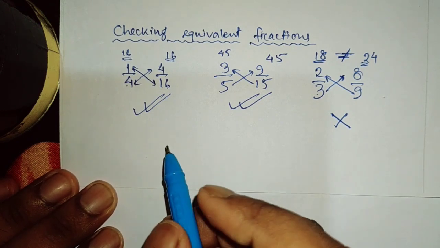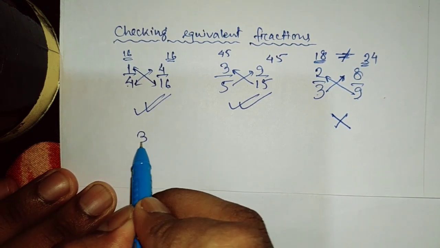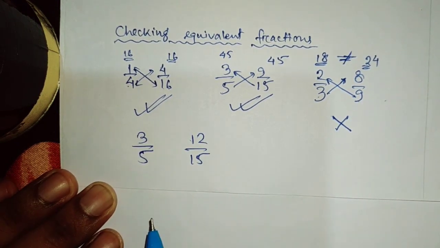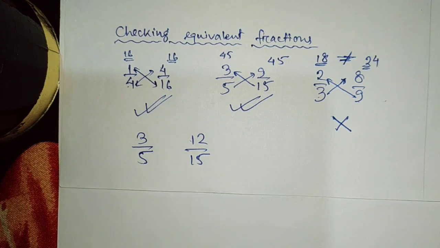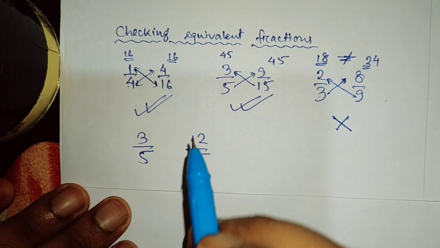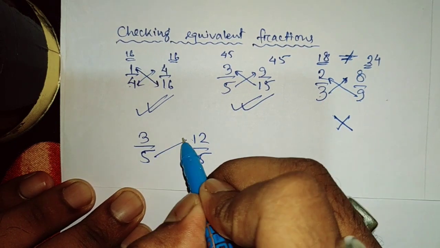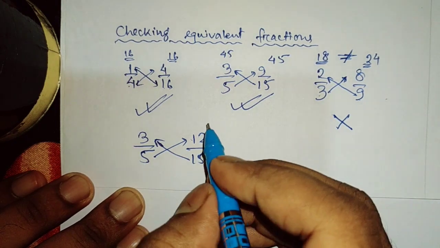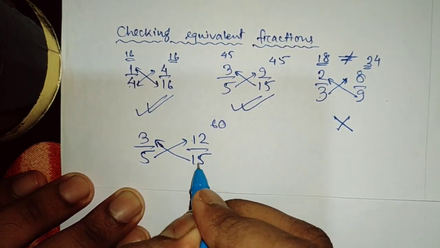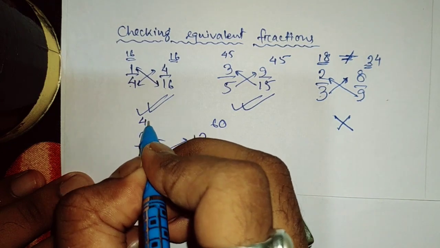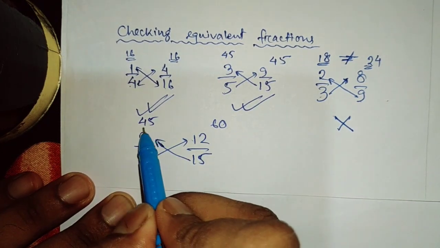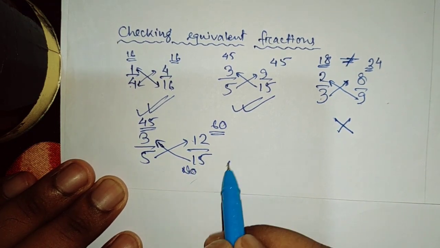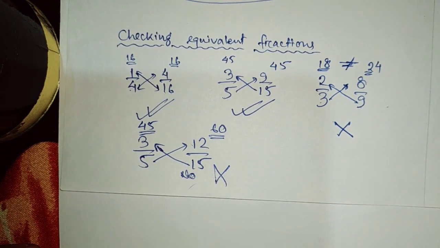Let's take another example: 3 by 5 and 12 by 15. This also you try by pausing the video. Have you tried? Let's see. We'll multiply 5 with 12 and 15 with 3. 5 12s are 60 and 15 3s are 45. 45 and 60 are different. So no, they are not equivalent fractions.